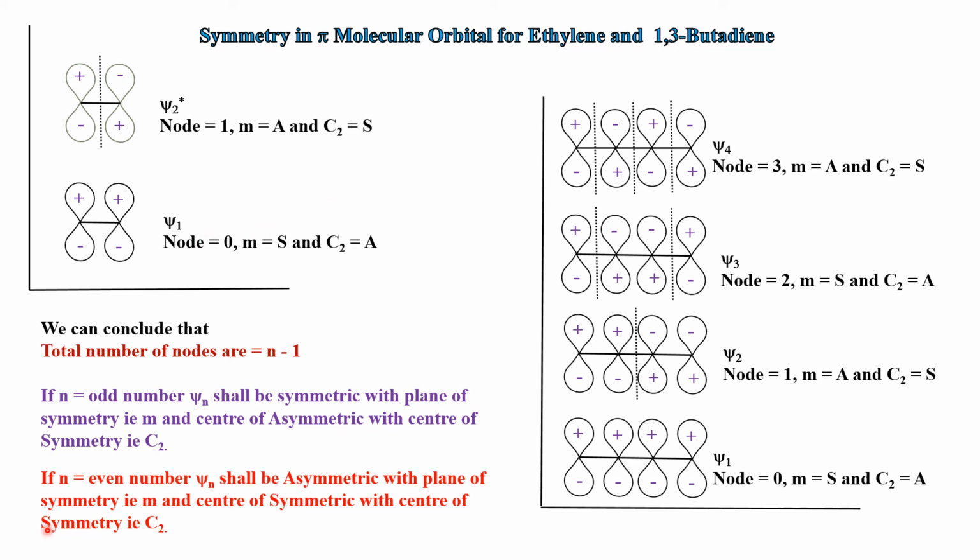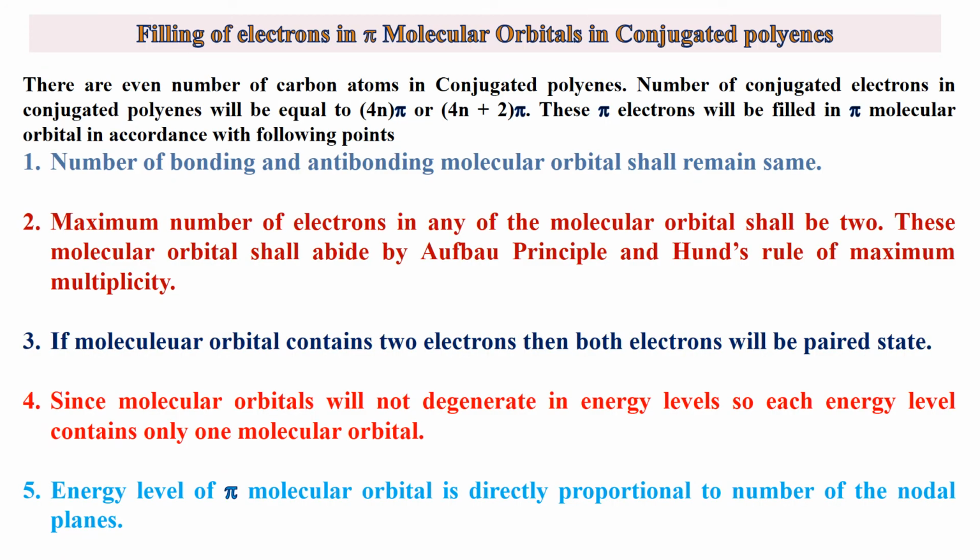Now we come to the next part. How electrons are filled up in molecular orbitals. What are the rules? Filling of electrons in pi molecular orbital in conjugated polyenes. Conjugated polyenes means there should be even number of carbon atoms.